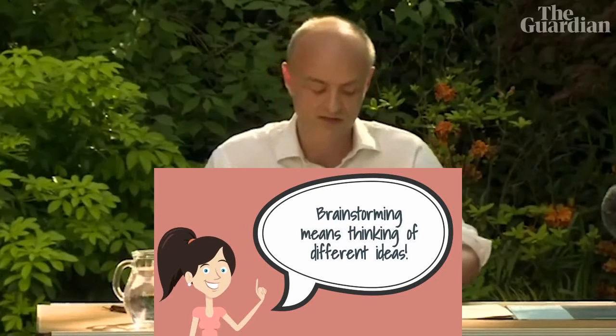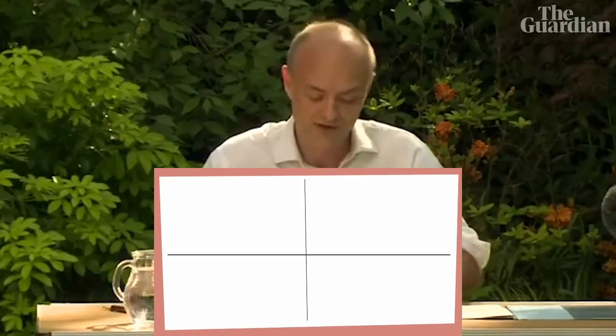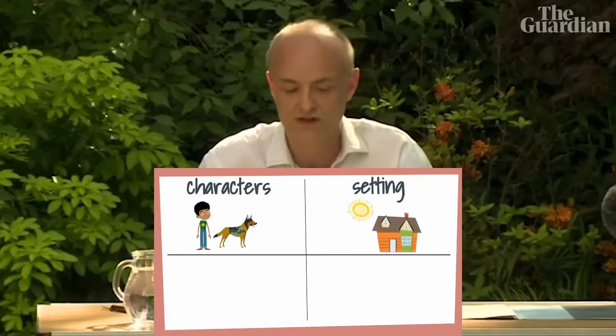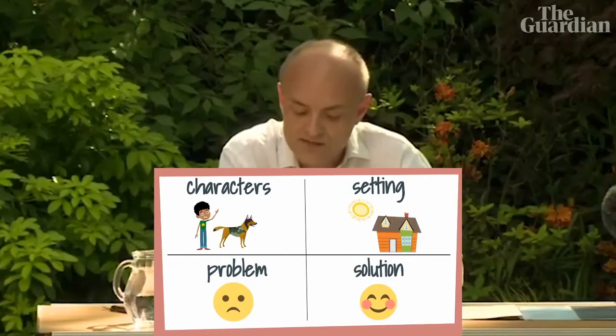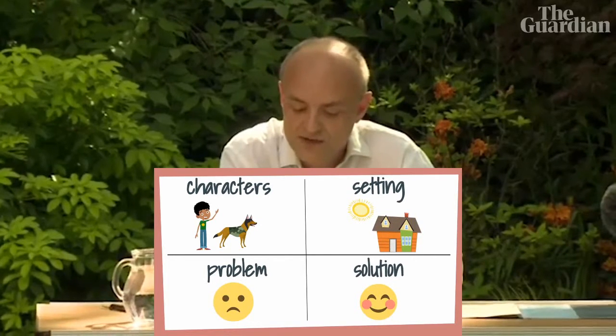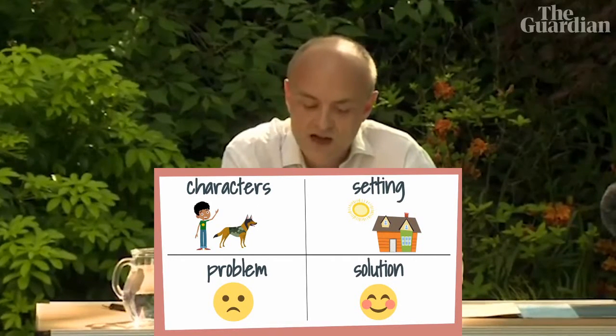We will brainstorm the most important parts of the story: the characters, the setting, the problem, and the solution. Then we will add more details when we actually start writing the story later.